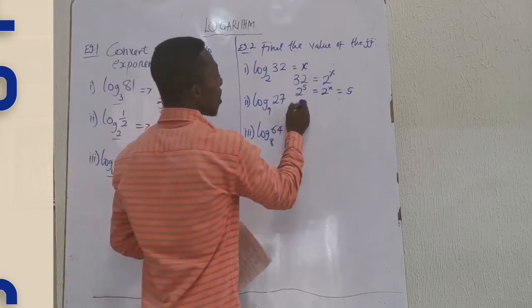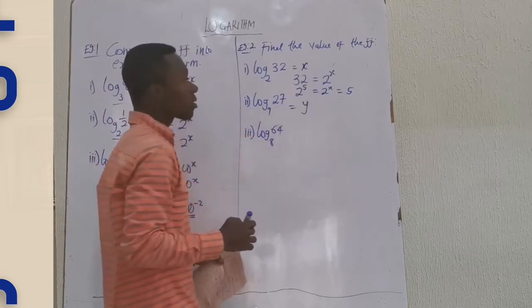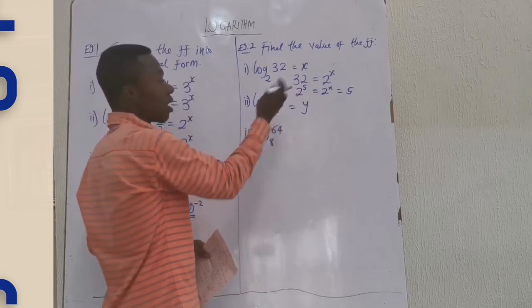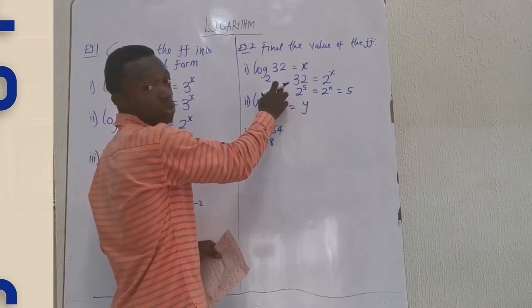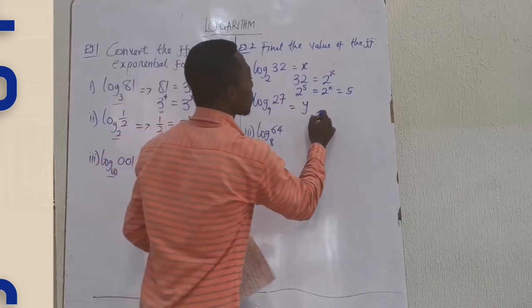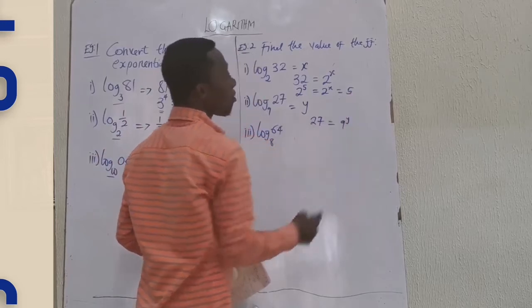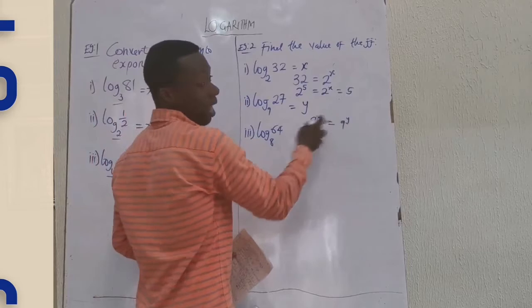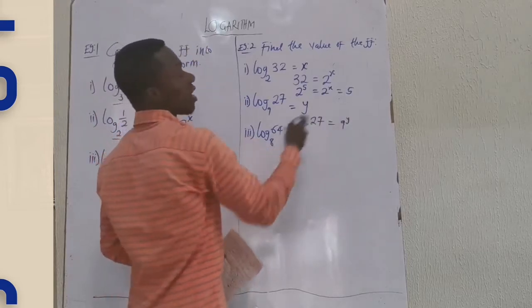So we do the same here. Let's represent this by y. Okay, so here the number is 27, and we need to raise the base, which is 9, by y for us to get 27. So here it becomes 27, which is equal to 9 to the power of y. So how then will I convert these numbers to get a similar base so that I can find the value of y?